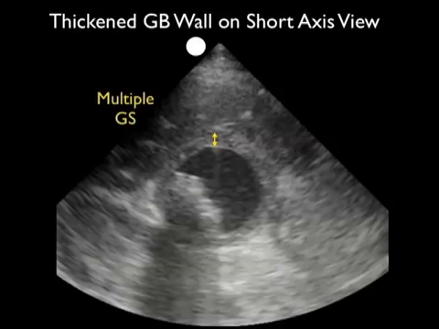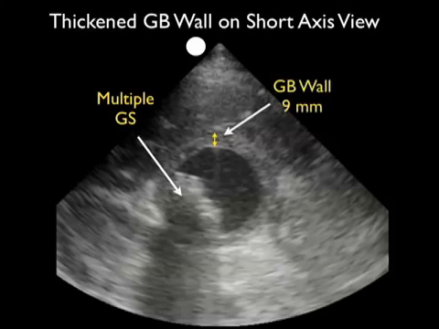Here I'm going to still that last image down of the gallbladder in short axis configuration, and we see the anterior wall of the gallbladder well delineated here. Notice the calipers across with a measurement of 9 millimeters, fulfilling the criteria of a thickened wall.